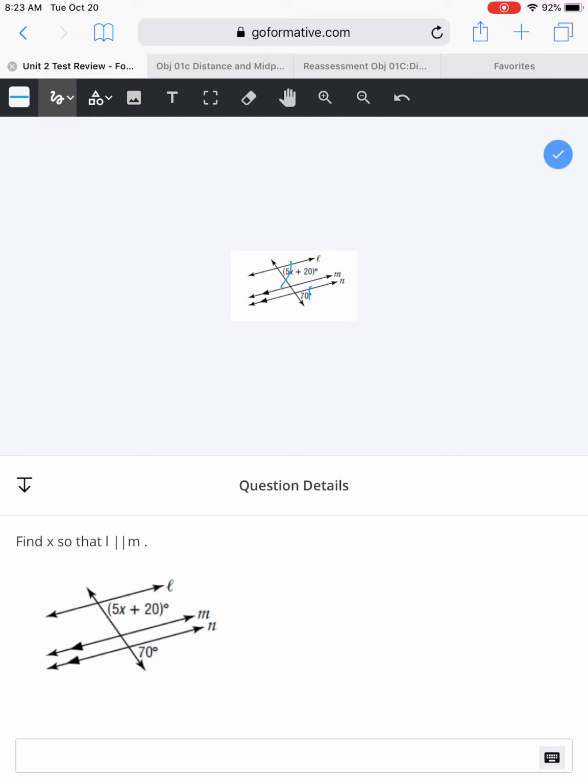These ones too are corresponding. If they were parallel, so 5x plus 20 is equal to 70. 5x is equal to 50, divide by 5, divide by 5, x is equal to 10.